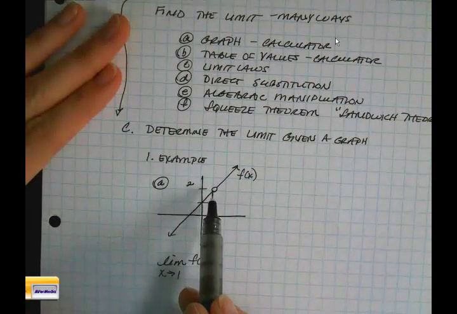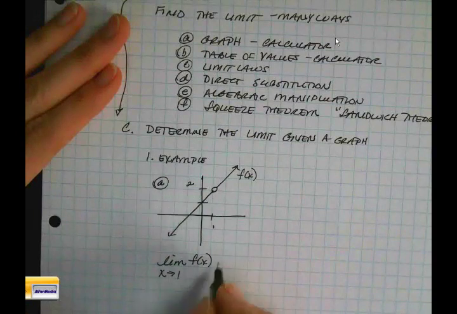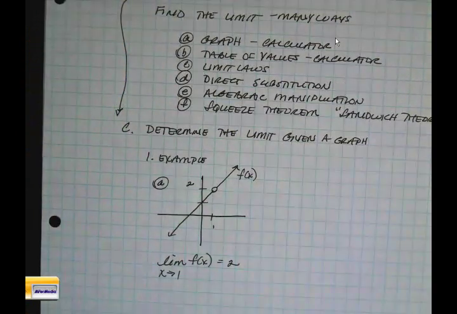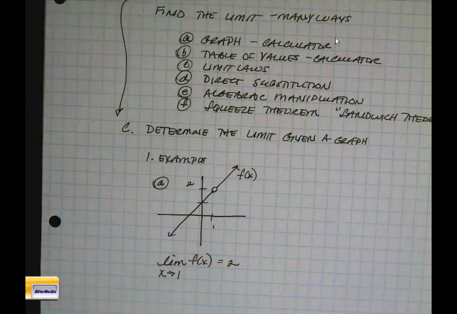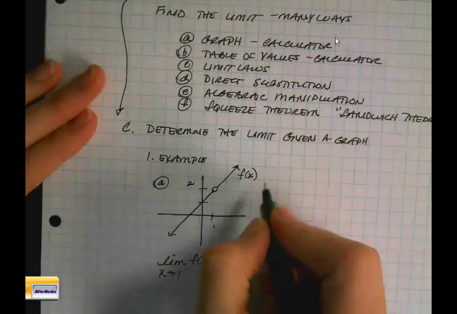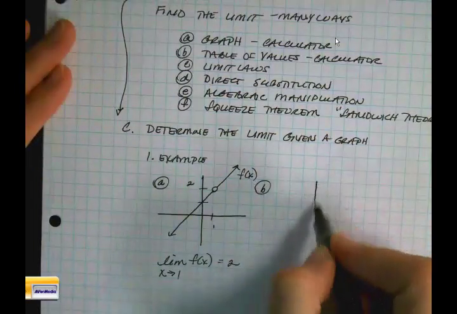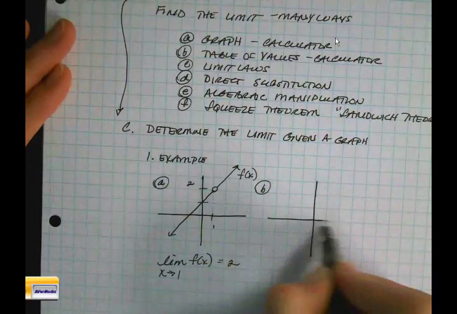So even though there's a hole in the graph here, the function is not defined here, the limit is equal to 2, because that's what it looks like it should be. So the function does not even have to be defined there. We just kind of blind ourselves at the exact point and look at it as we approach it from the left and the right. So the limit can exist at the hole in the graph. Here's another one.